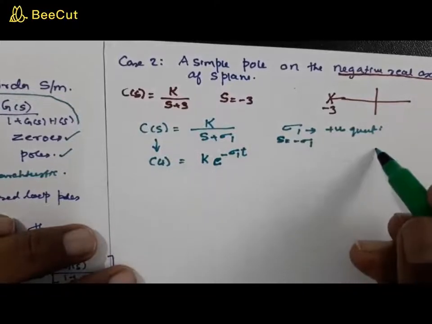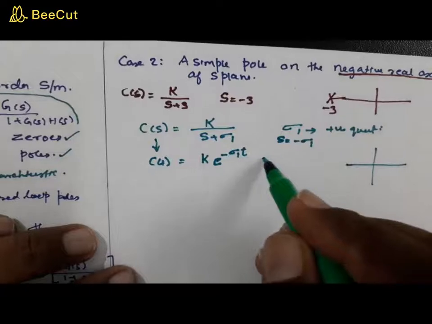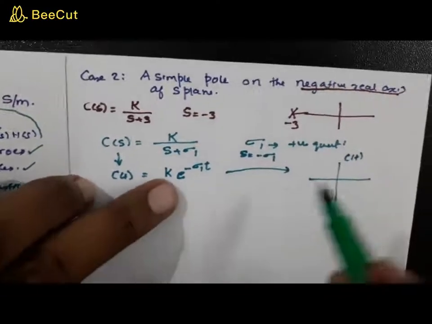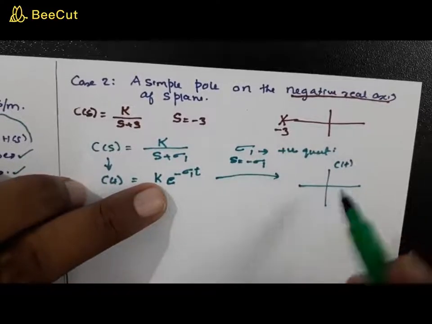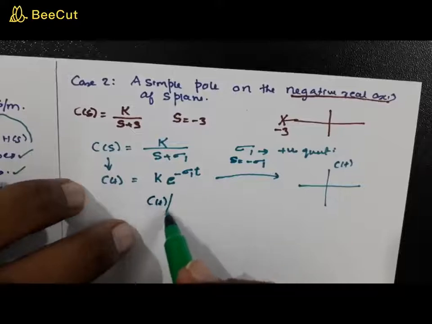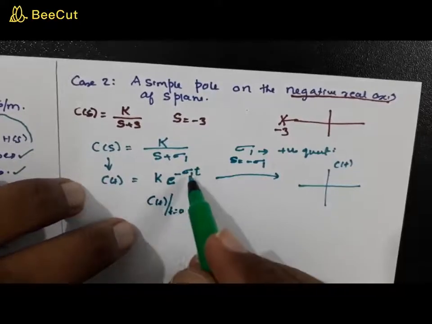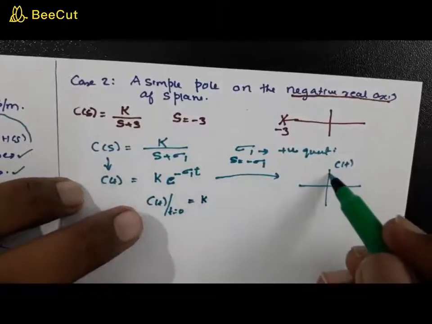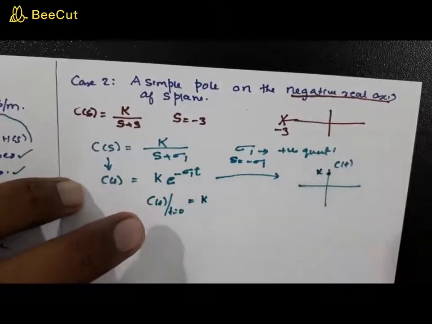When you draw the c of t, that is, the time response, what happens at t is equal to 0? When you plot the value of c of t at t is equal to 0, put t is equal to 0 here. So you will get this as 1. C of t becomes constant k. So okay, this response starts from a constant k.